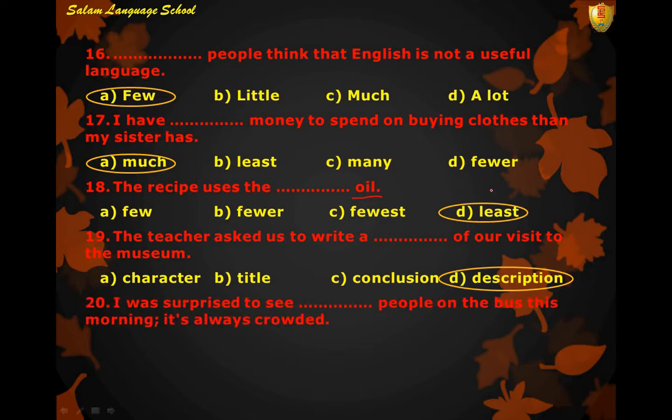Number 20. I was surprised to see blank people on the bus this morning. It's always crowded, so it means it's not crowded today. Few people, fewest people, least people, less people? Which one? Think about the word: is it countable or uncountable? What about the word people? So the answer is: I was surprised to see few people on the bus this morning.